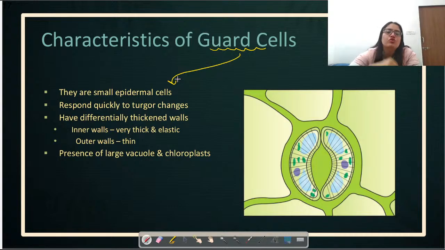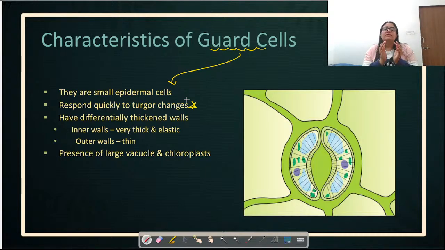Next, they respond to the turgor changes, right? So as soon as water enters inside the guard cells, they swell up and they move outwards. So these turgor changes, that means changes in the amount of water present in the guard cell, are going to affect its activity a lot. So as soon as the guard cells absorb water, or as soon as the water rushes into the guard cells, they swell up. Like this, they move outside or outward. This is also aided because of the radial arrangement of the microfilaments, right?